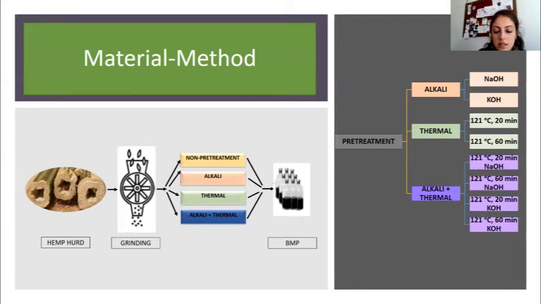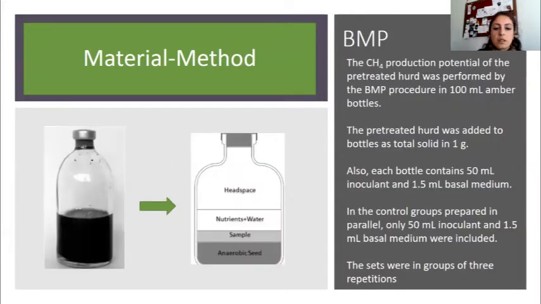After this pretreatment, we forward to the next step, BMP, the biomethane potential step. Here you can see the inoculum, an anaerobic part. After that the sample is added, here, raw material and pretreated material, hurd, and then water and nutrients, and here is space for gas.